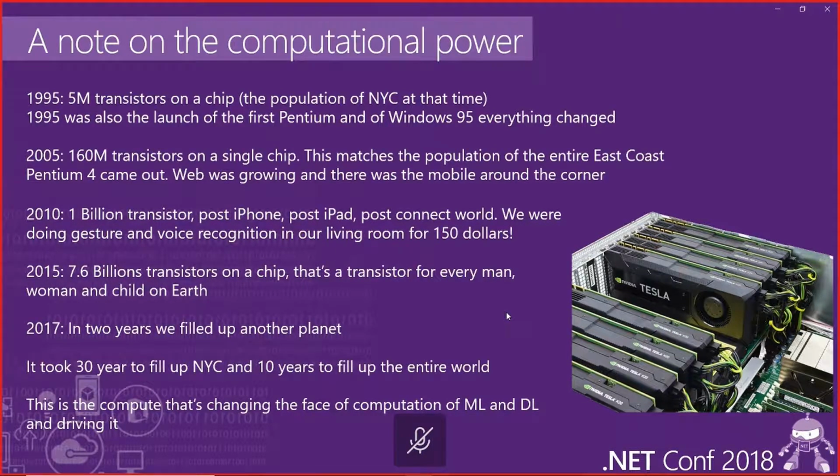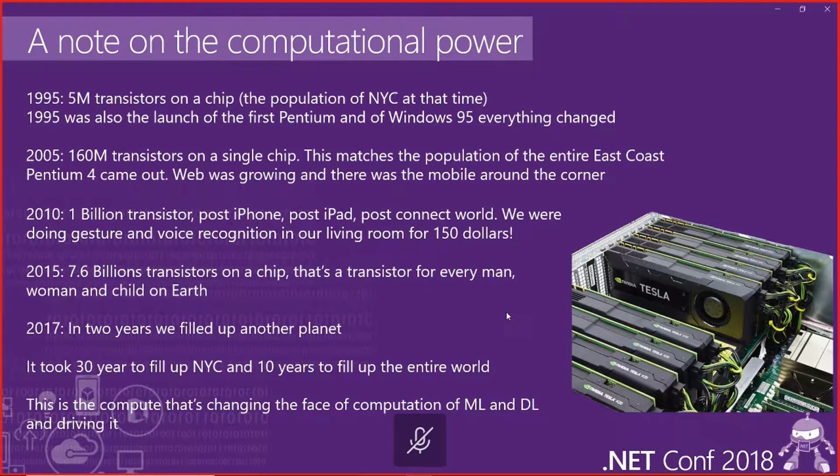In 2005, the number of transistors on a single chip grew to 160 million. This is the population of the entire East Coast. It was the era when the Pentium 4 was coming out, the internet was growing, and the mobile thing was around the corner. In 2010, we got 1 billion transistors, and this is the post-iPhone, post-iPad connected world, and we were doing gesture and voice recognition in our living room with 150 bucks.